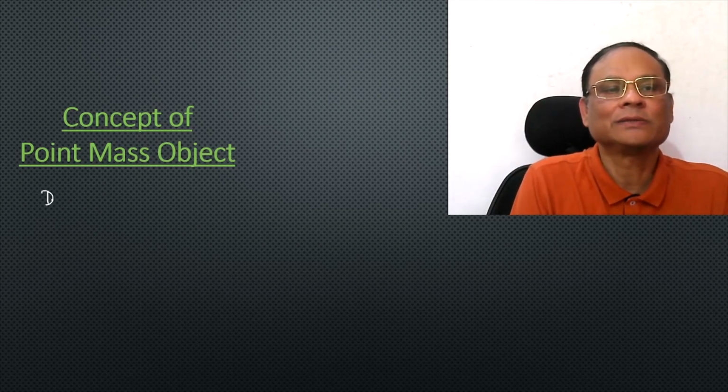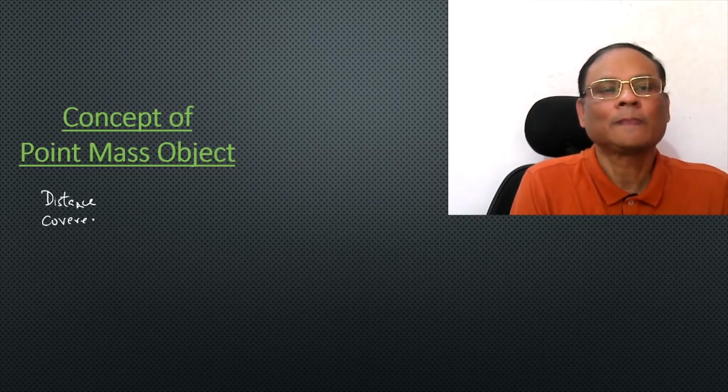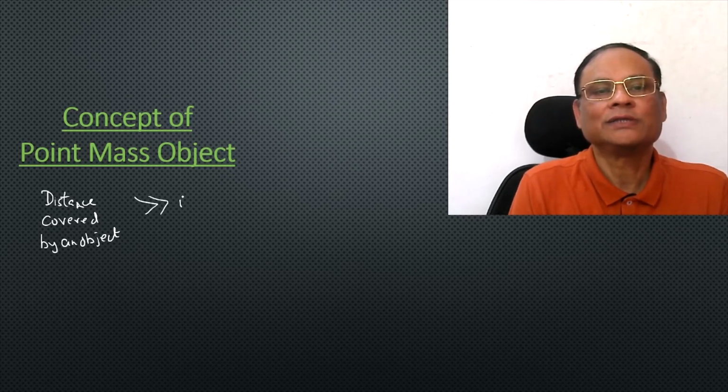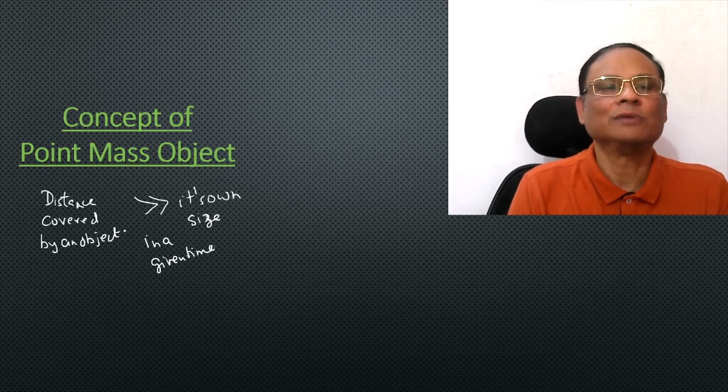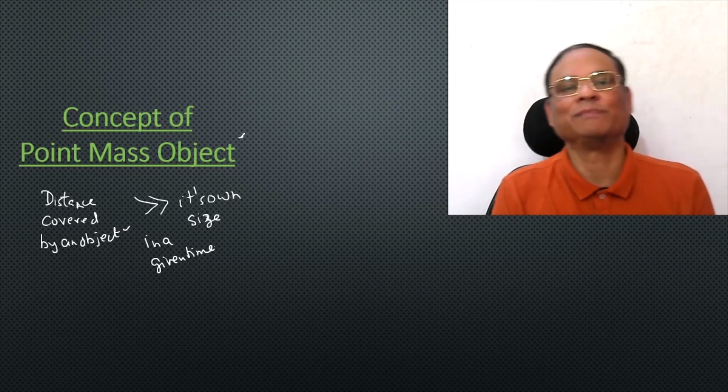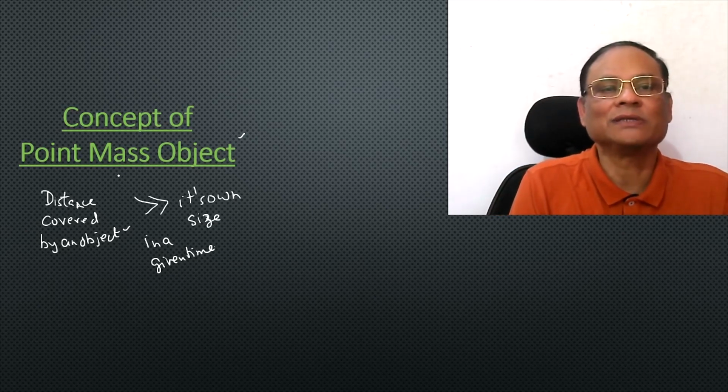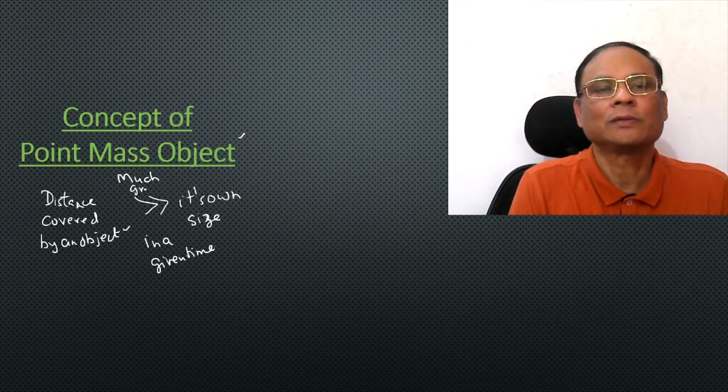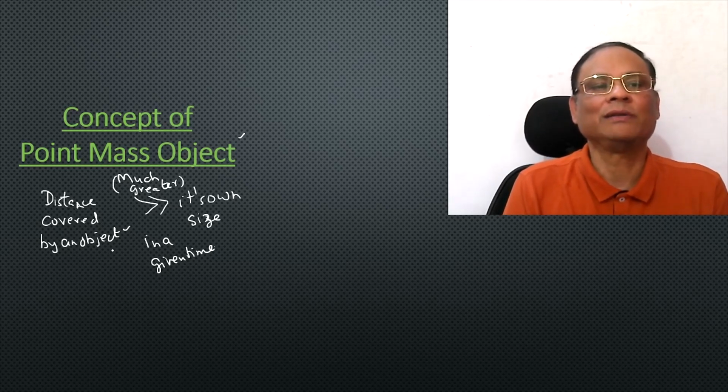When the distance covered by an object is much greater than its own size in a given time, then this object is regarded as a point mass object. This is the simple definition.